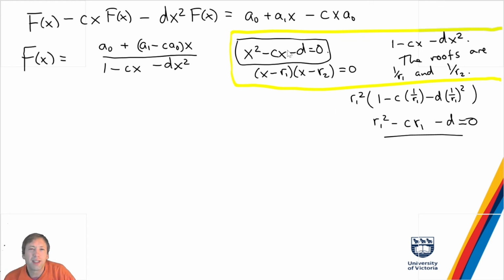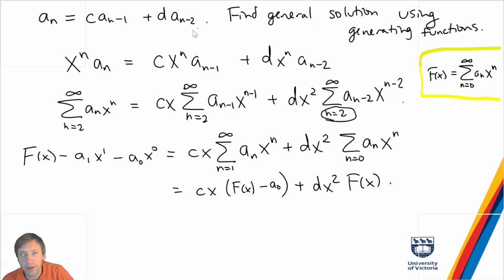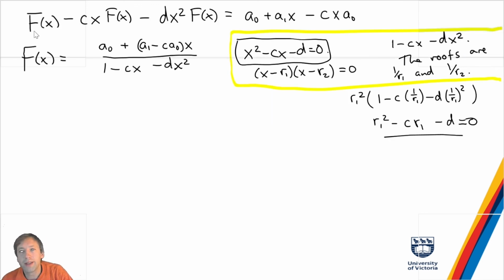So there is somewhat of an assumption here that d is not 0, but that makes sense, because if d was 0, then what I was dealing with here was not a second order recurrence relation. I was only dealing with a first order recurrence relation. So that's kind of different. We're assuming that this is a genuine second order recurrence relation, so r1 and r2 are not 0.